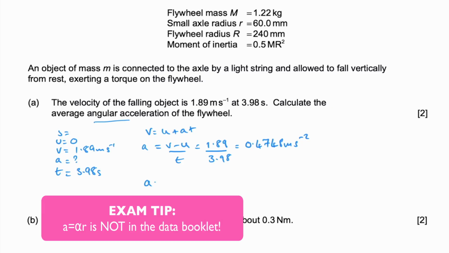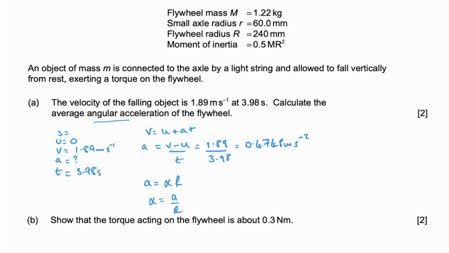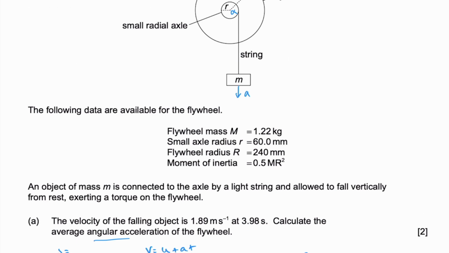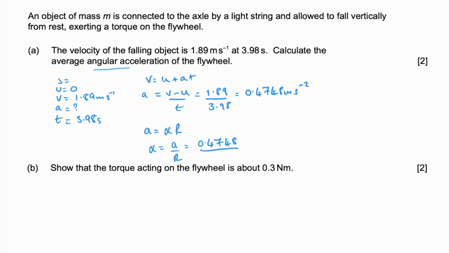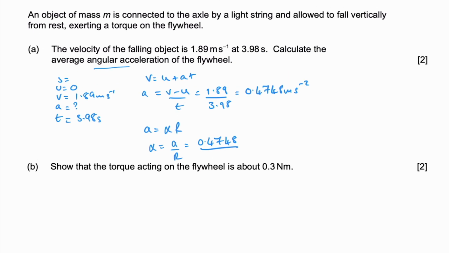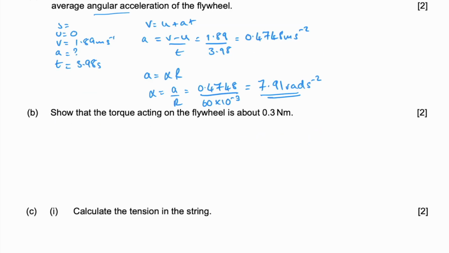We know that A equals alpha R. Alpha equals A over R. A is equal to 0.4748. And R, well, what radius are we going to use? Well, we're going to use a small radius because the linear acceleration is coming from that small radial axle. And the small radius is 60 millimeters, so 60 times 10 to the minus 3, which gives us an answer of 7.91 radians per second squared.